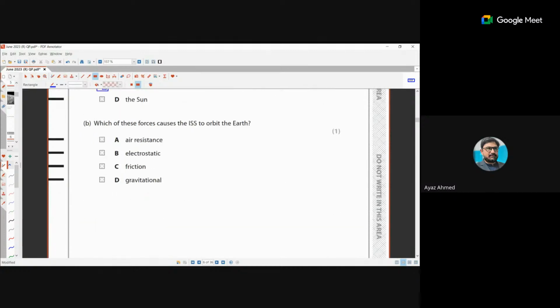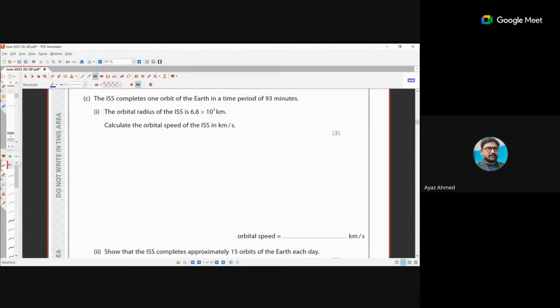Then which of these forces causes the ISS to orbit the Earth? Which force is basically used to move bodies in a circular path? It is the gravitational force. So here we go, that is the gravitational force. Now the next question is related to the structure. The ISS completes one orbit around the Earth in a time period of 93 minutes. It is basically its orbital time period. The orbital radius of the ISS is 6.8 times 10 to the power 3 kilometers. Calculate the speed in kilometers per second.